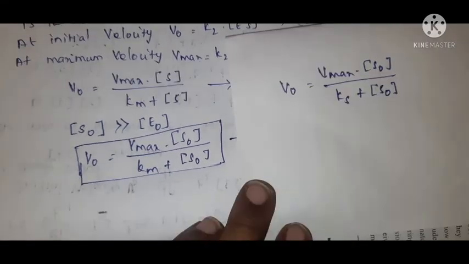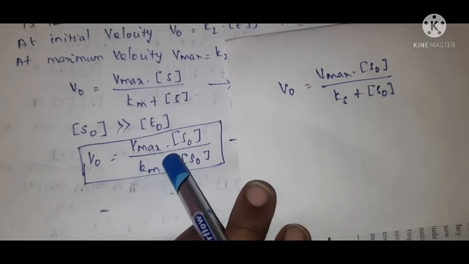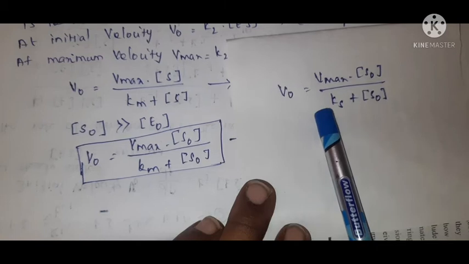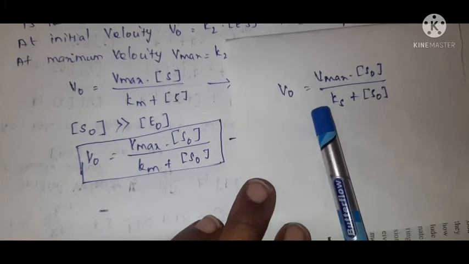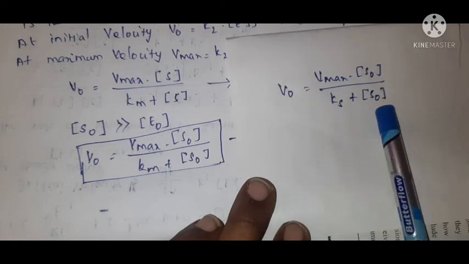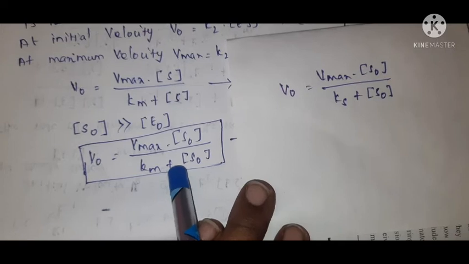This has the same form as the equation derived by Michaelis and Menten. This is the equation derived by the rapid equilibrium approach by Michaelis and Menten: V0 is equal to Vmax into S0 divided by Ks plus S0. And this is the equation derived by Briggs and Haldane by the steady state approach.